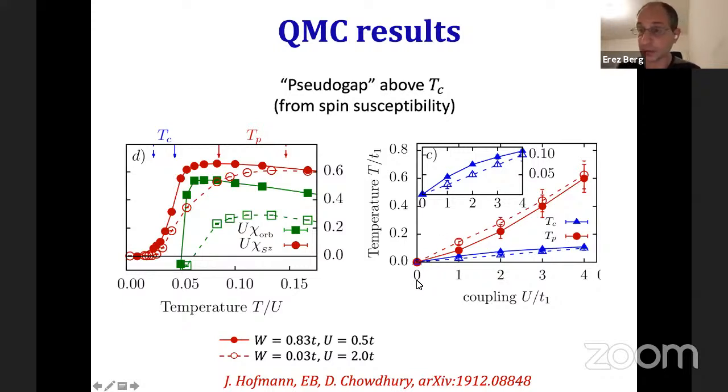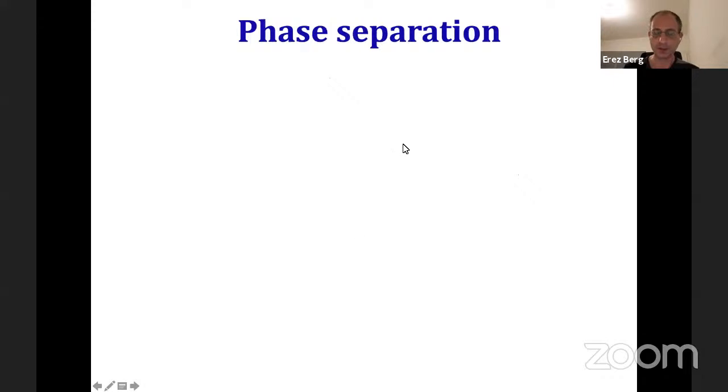Now, what about competing orders? Is there any other type of order which is nearby to superconductivity? It turns out that there is actually very tight competition in this model. The competitor is phase separation. Superconductivity in this model wins really by a small margin over phase separation. Phase separation is very close.